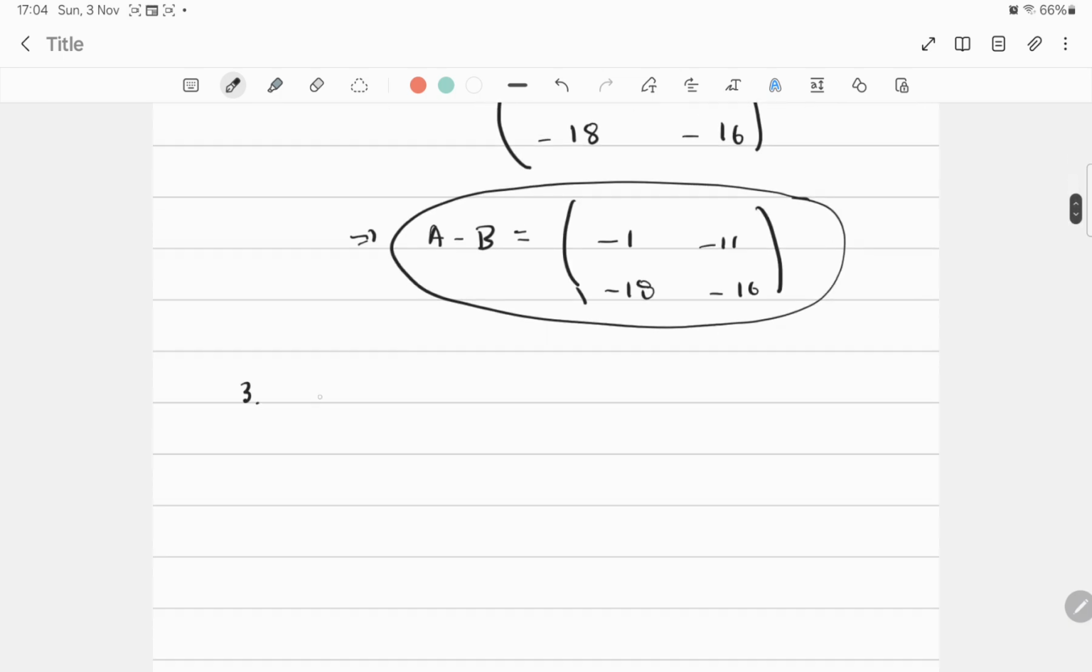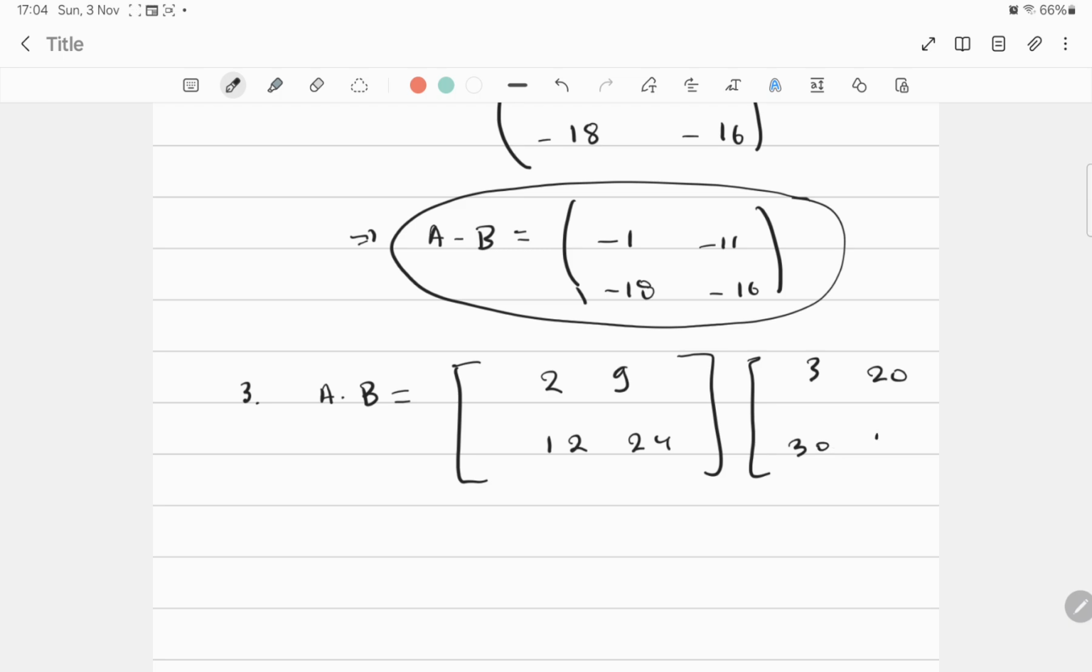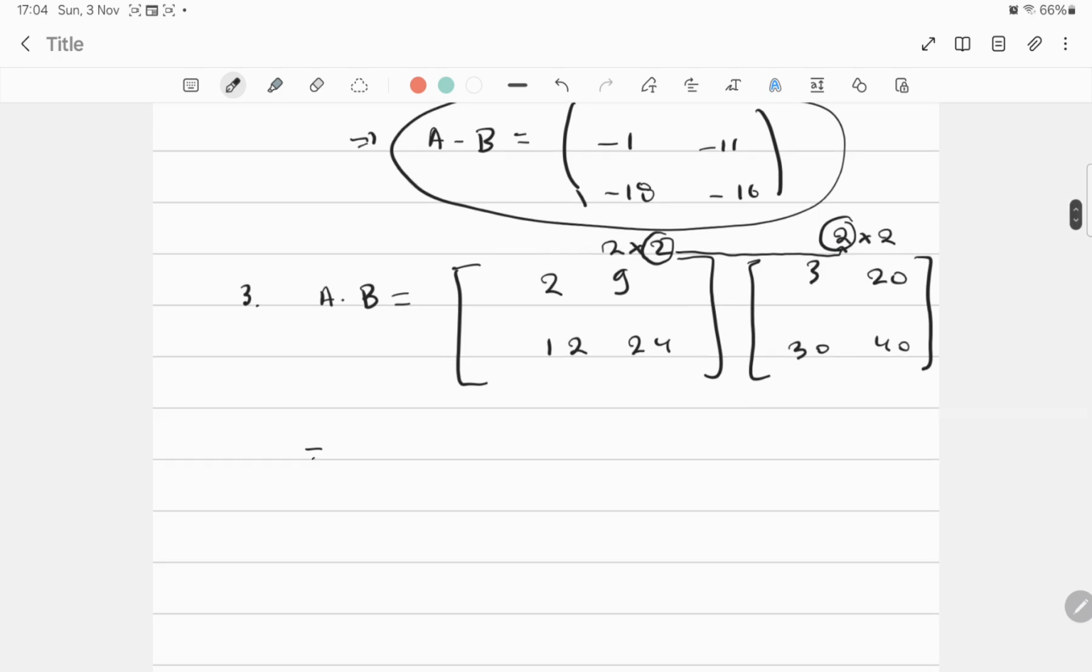Question number 3, we need to find A times B. Okay, here we need to be very careful. We write the matrices down. In order to do the calculations here, the number of columns of the first matrix should be the same as the number of rows of the second matrix. So the resulting matrix should be a 2 by 2.